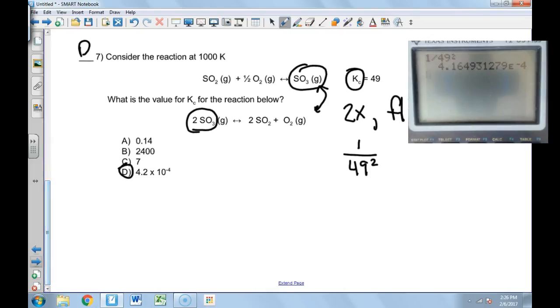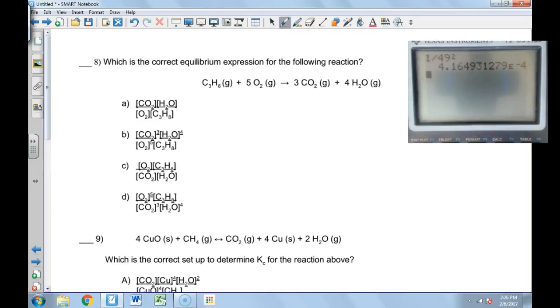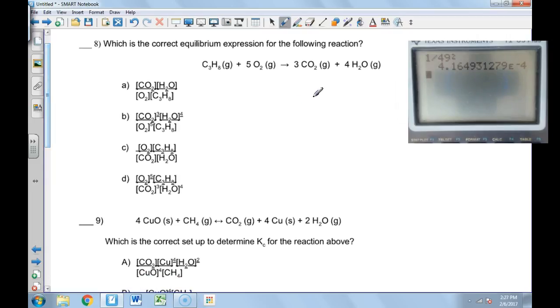Okay. Let's see, questions 8 and 9 are both writing equilibrium constants. So it's products over reactants. And keep in mind that it's products over reactants, but you have to know that you only count gases and aqueous solutions. So when I have something like this, what I like to do is actually write out the equilibrium expression and then match it up with the thing that's there. So it's products over reactants.